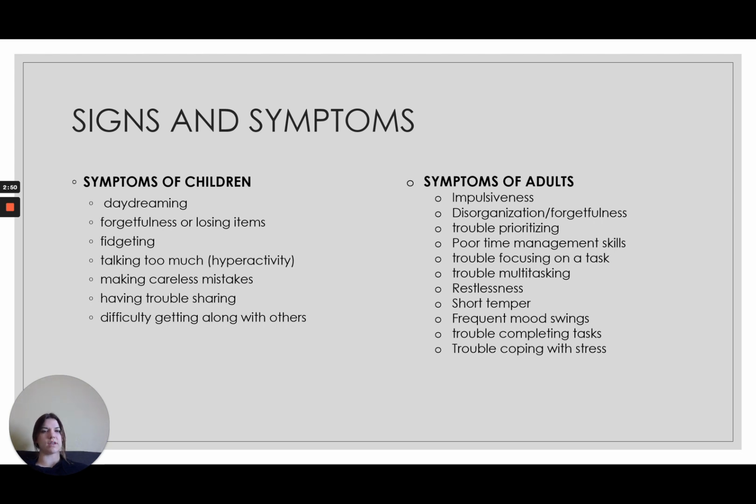The symptoms of adults include impulsiveness, so still not thinking before you act, disorganization or forgetfulness, trouble prioritizing, poor time management skills, always being late, trouble focusing on a task or completing it so they leave it unfinished, trouble multitasking so they can only do one thing at once, and restlessness, always having to be moving and doing something. They have a short temper, get mad easily, frequent mood swings so they're irritable, and trouble coping with stress.